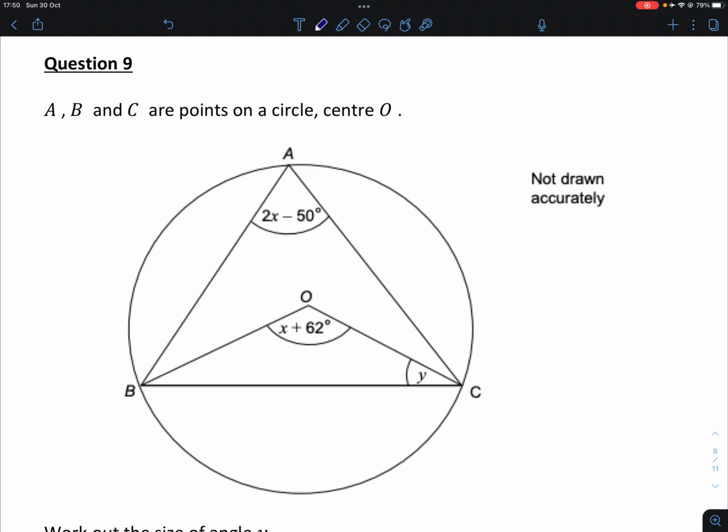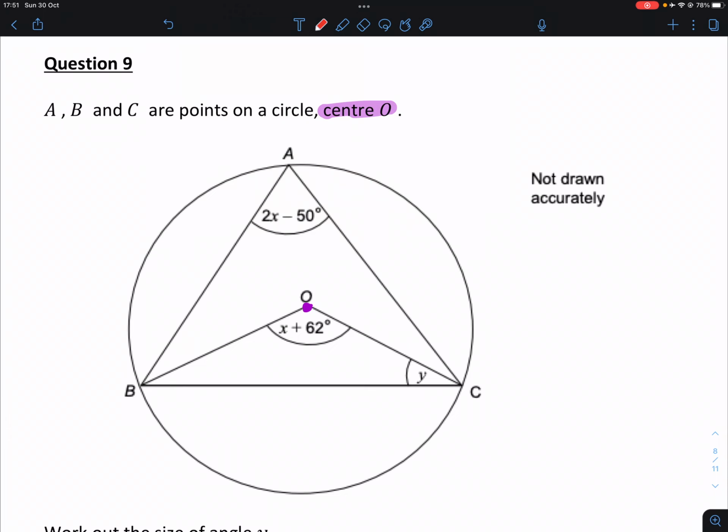Question 9. A, B, and C are points on a circle with center O. We have been given two angles here. One angle, BAC, is 2x minus 50, and one angle, BOC, is x plus 62, and we've been given angle BOC as y. So, based on our diagram, us knowing that O is the center of the circle, and with the shapes that we have in play here, there are two circle theorems that are going on here.